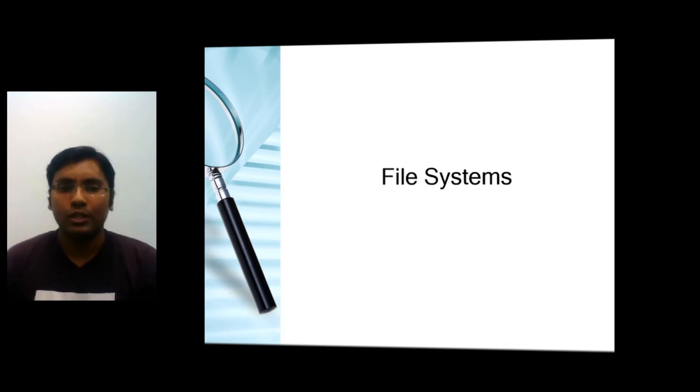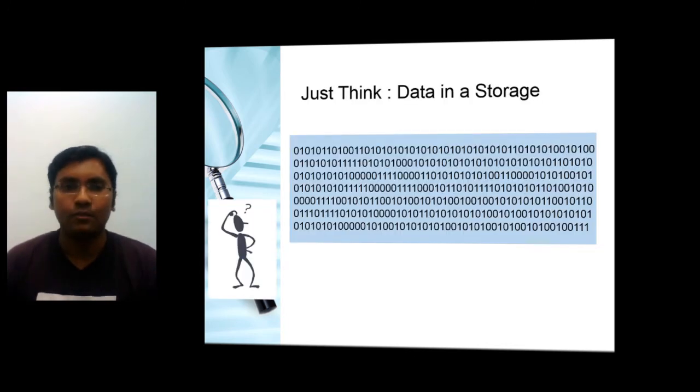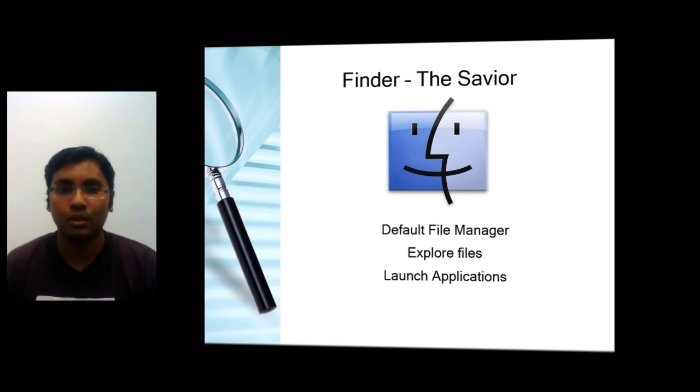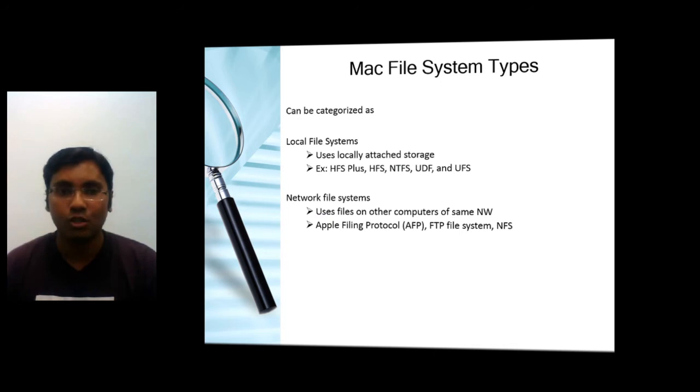So now I am going to tell about the file system in Mac OS. So here we can see this is the data in storage, like all the binary system 0s and 1s are stored in the hard drive. So a Mac file has a data fork, the actual data, the only meaningful part of a Macintosh file on a non-Macintosh system. The resource fork, as we can see, is nothing but a collection of attributes or value pairs, text data fork, and embedded images. And over here we see the Finder, the savior of Mac. So we are going to discuss the default file manager, which explores files and launches applications.